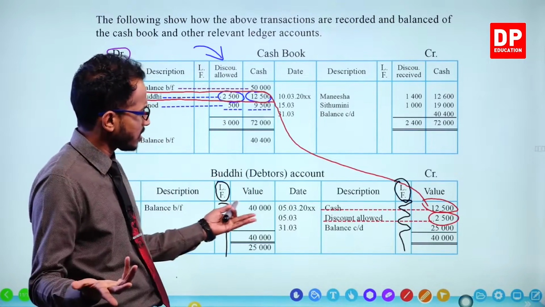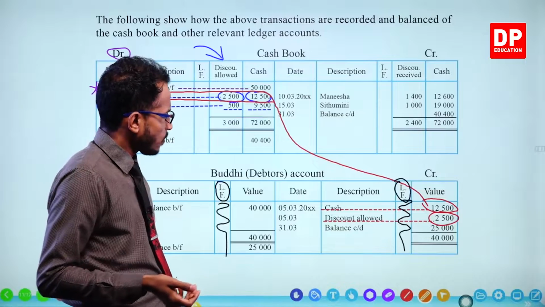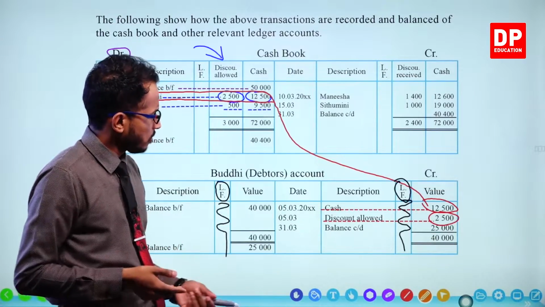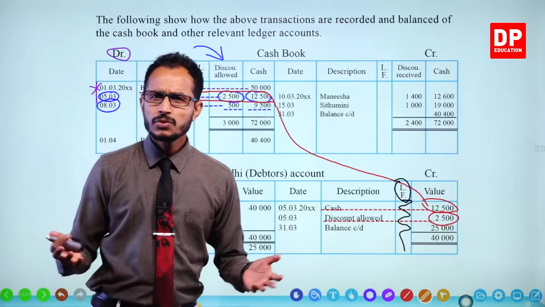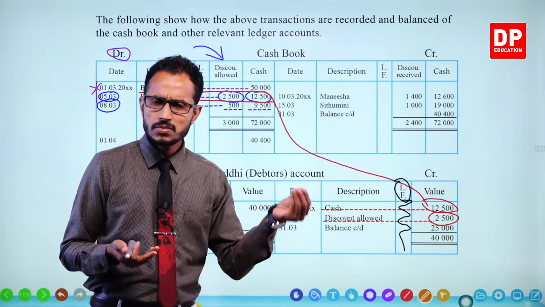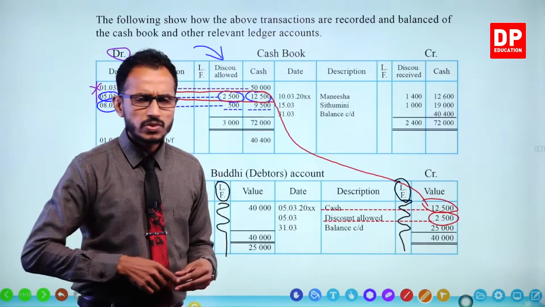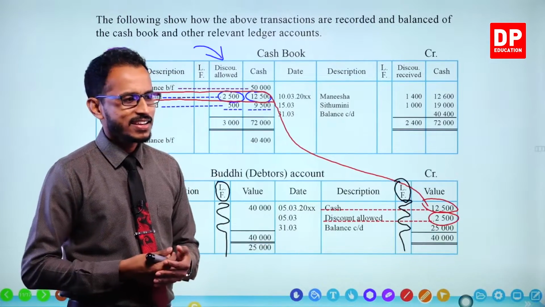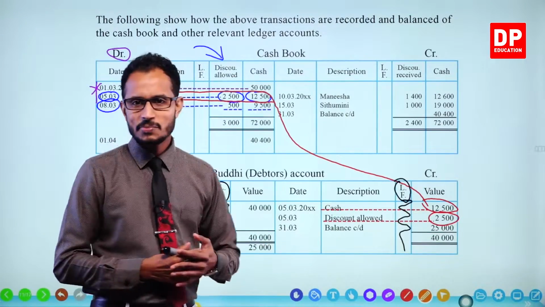What is this LF, sir? Why is it there, sir? Why is it there? Don't we use it? There should be some use to this column. What do we do with it? They always ask the same question.